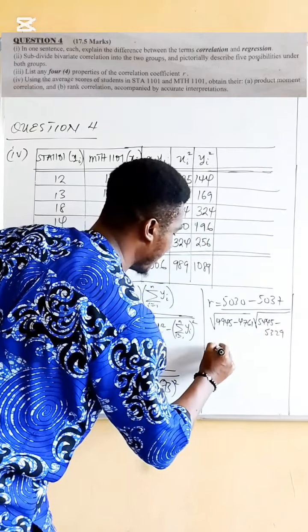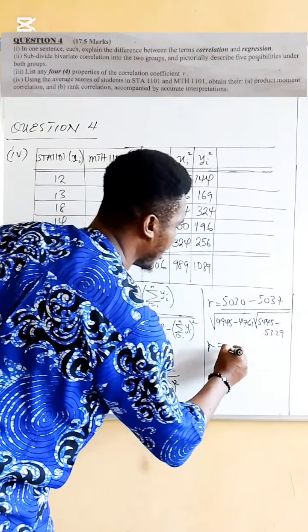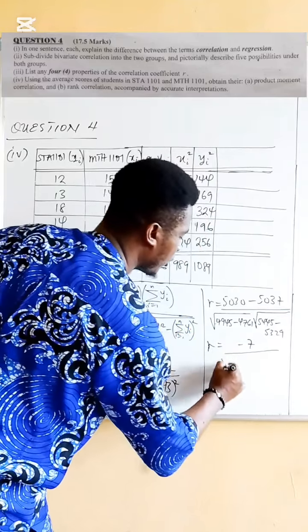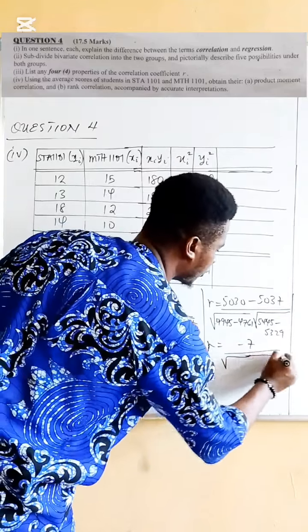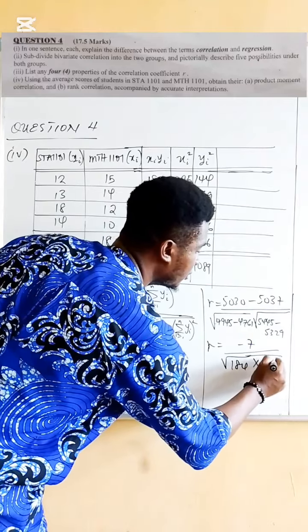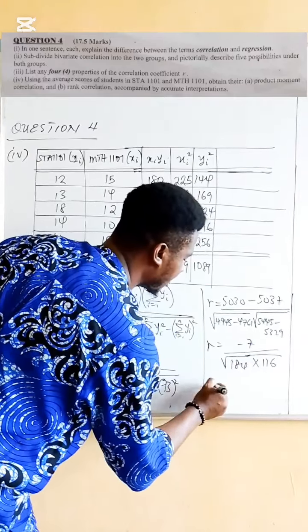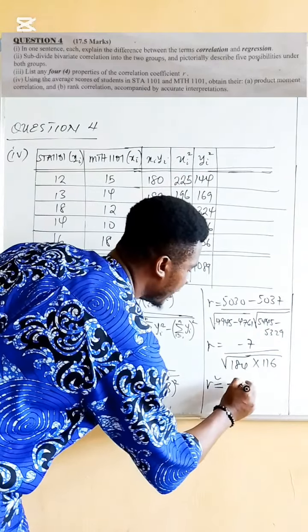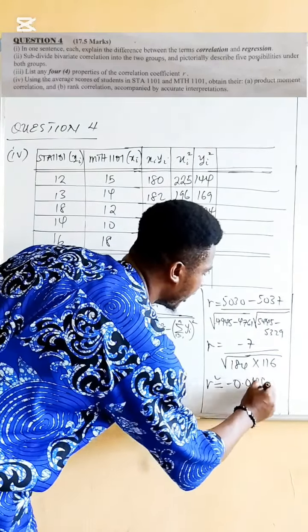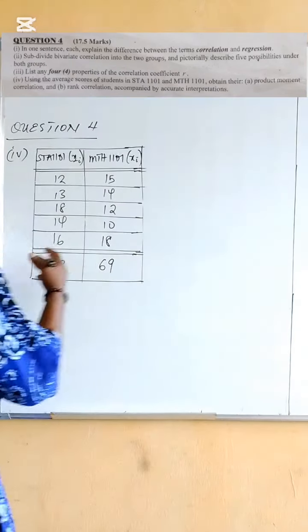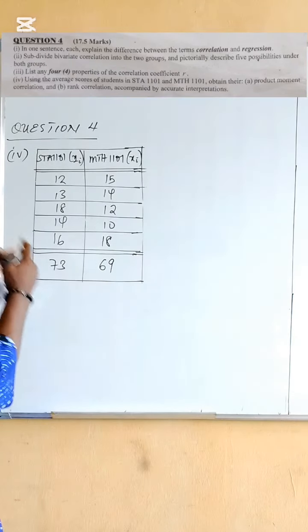Now, if you simplify further, what are we going to get as our R value? The numerator will give us minus 7, all over the square root of 184 times 116. And that gives us our final answer approximately as minus 0.048. So you simplify that and confirm that value. Now let's come over to the rank correlation coefficient.